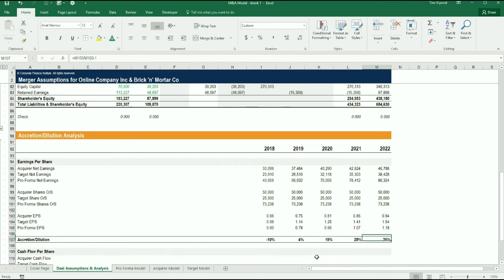So in that sense, and that sense alone, this transaction makes the shareholders much better off longer term.